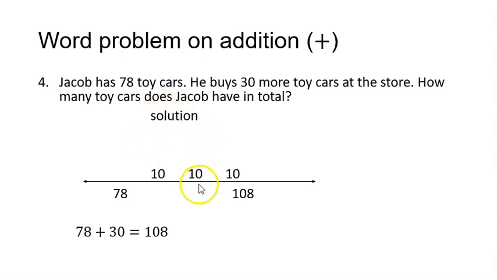Then you move to the next 10, you have 98. We have moved 2 tens, which is 20, and we have 30. So we have moved 20, we'll move to the next 10, which is 108. So 78 plus 30 is going to give us 108. So Jacob has 108 cars in total. Okay? Do you understand that?